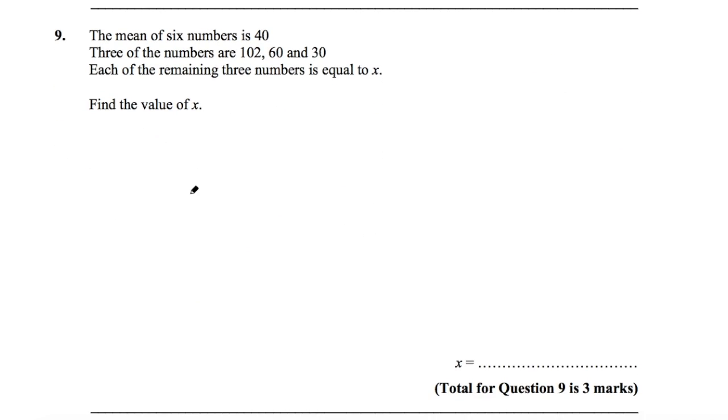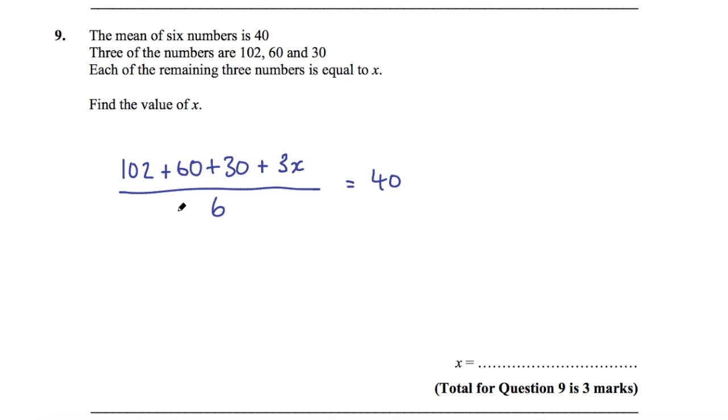Question 9 says the mean of 6 numbers is 40. 3 of the numbers are 102, 60, and 30. Each of the remaining 3 numbers is equal to x. Find the value of x. So we need to create an equation here and then solve it. The way we find a mean is to add all of the numbers up and then divide by how many numbers there are. So we know there are 6 numbers and we have 3 of them. So 102 plus 60 plus 30 plus the 3 other numbers, and they're all the same, so that's just 3x, divided by 6, and that equals 40.